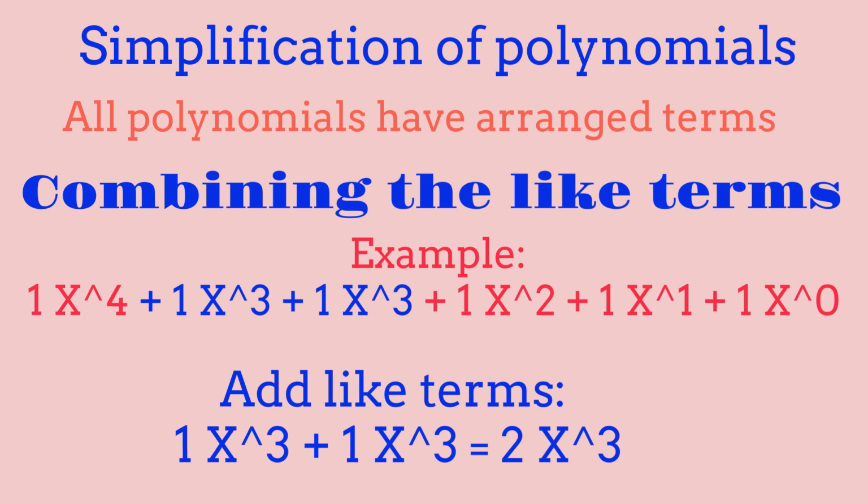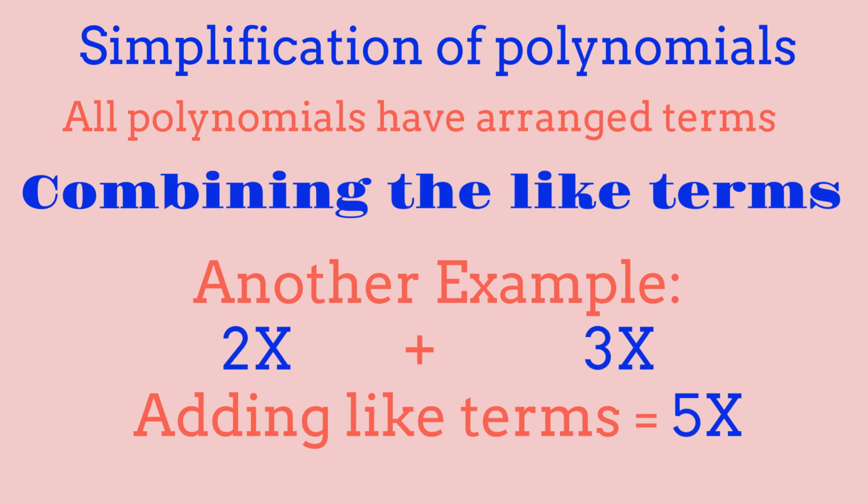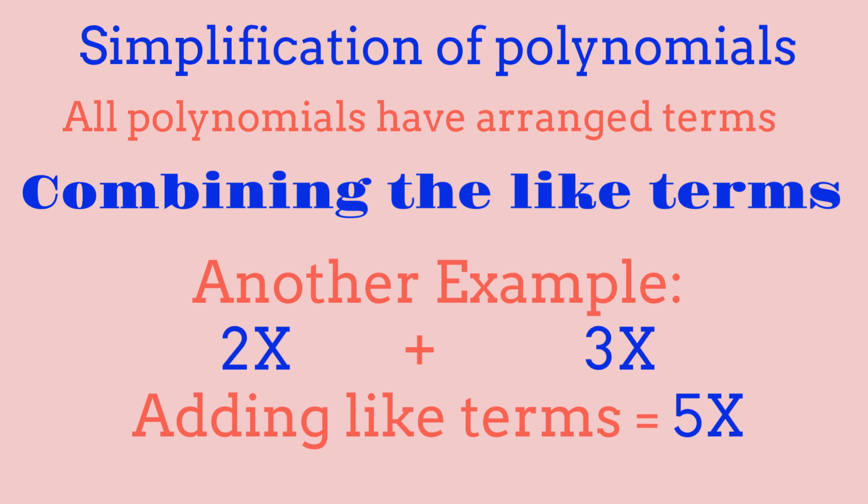And here's another example of combining the like terms. So if we have 2x plus 3x, we can obviously add those two together because 2x plus 3x are the same thing. They have the same variable at the end, which would make 5x.